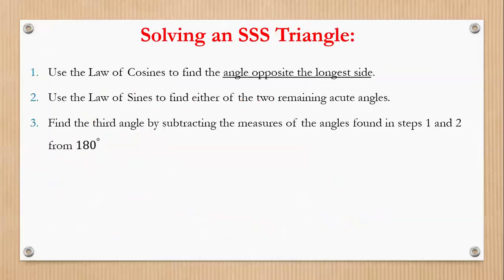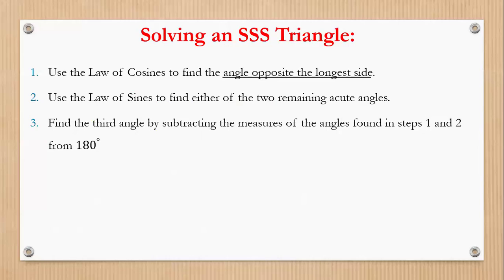Now let's see how we can solve triangles that just have the 3 sides given to us. We call this case SSS. That means we have a triangle where we have the size of all 3 sides, and we want to solve that triangle. And solving that triangle means finding the 3 angles.